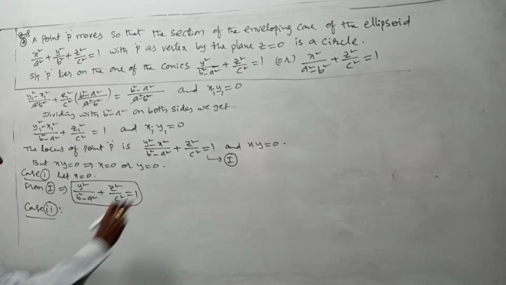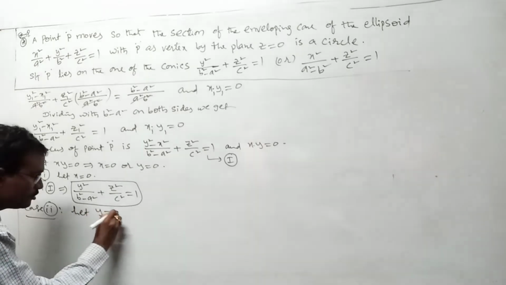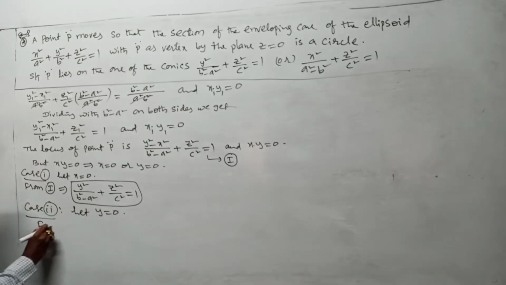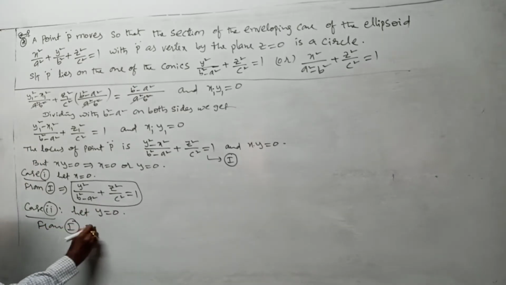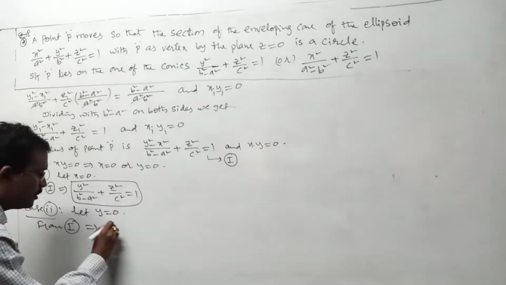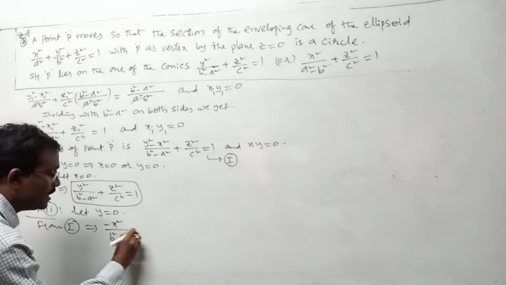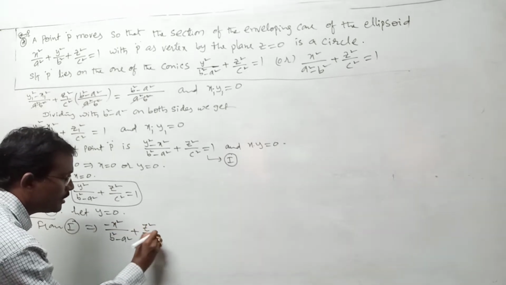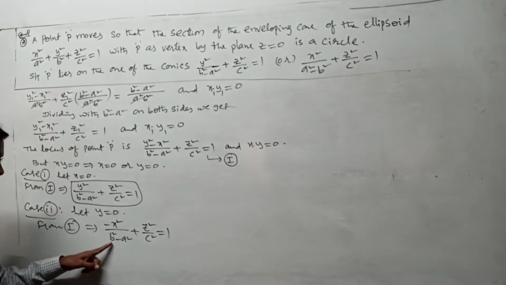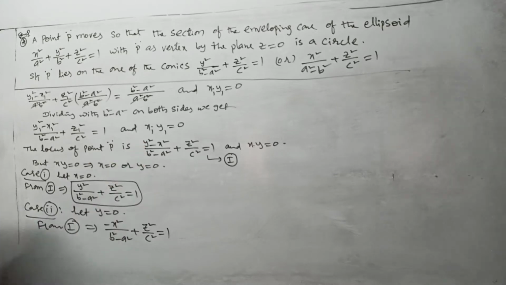What is that case for? Let us take y equal to 0 now. Substitute that y equal to 0 in big expression number 1. Substitute here y equal to 0. What we get now? Minus x square by b square minus a square plus z square by c square is equal to 1. Minus x square by b square minus a square plus z square by c square equal to 1, because y equal to 0 we substitute.